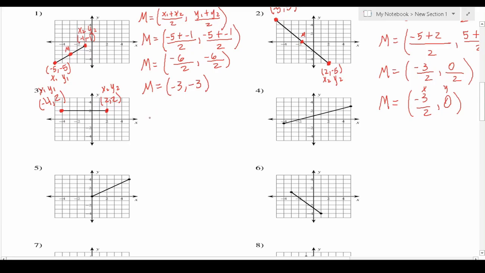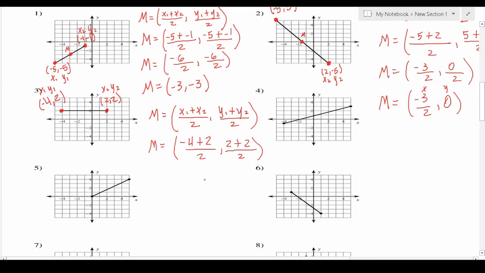Let's write down our midpoint formula. Again, that's x1 plus x2 divided by 2, y1 plus y2 divided by 2. We've already labeled everything, so this is going to be pretty easy to plug in and solve for. X1 is negative 4. X2 is 2. Again, that's all divided by 2 according to the formula. Y1 is 2. Y2 is also 2. It's all divided by 2, as we can see.